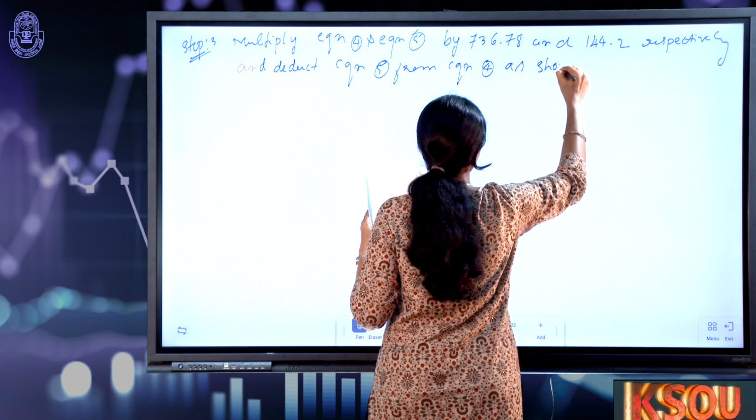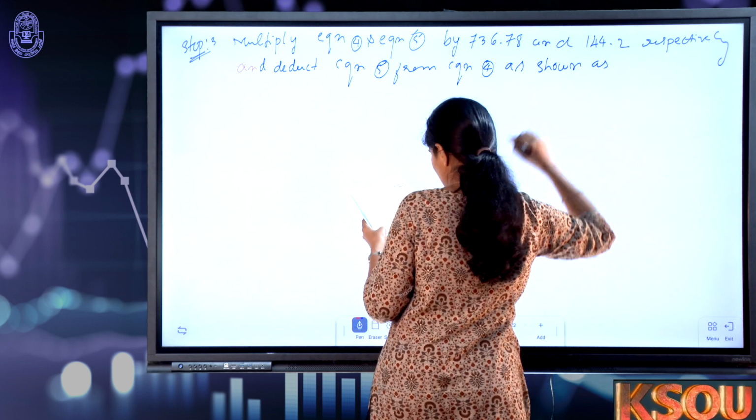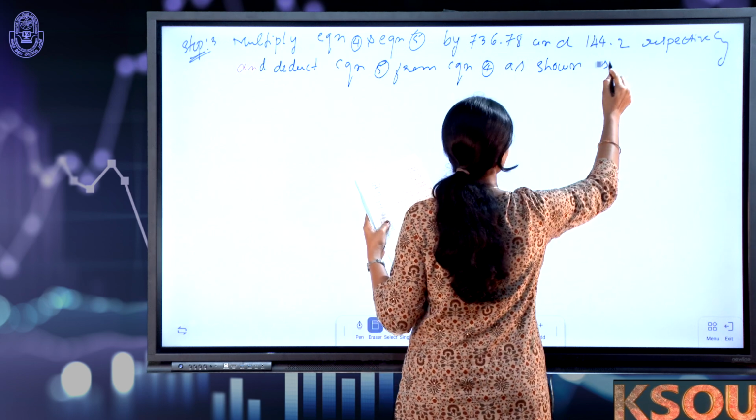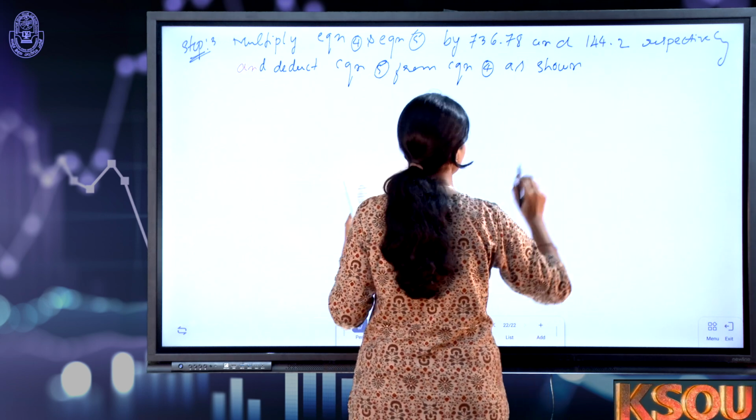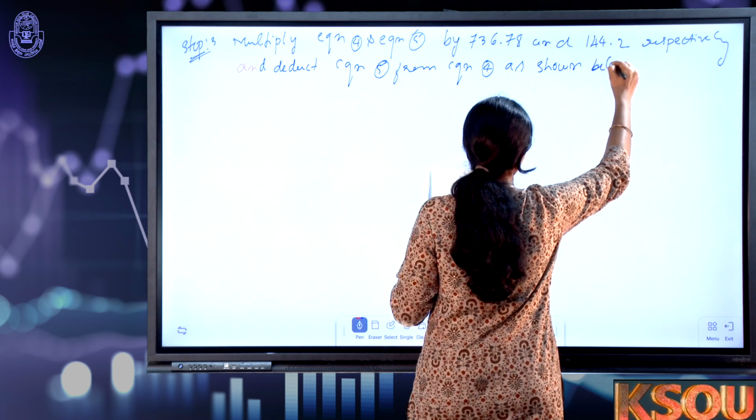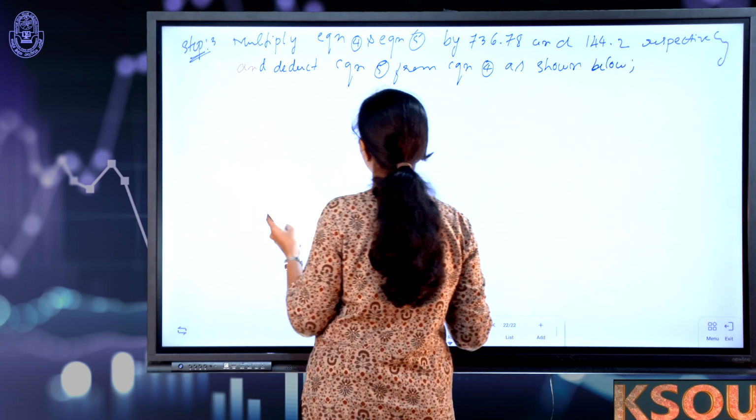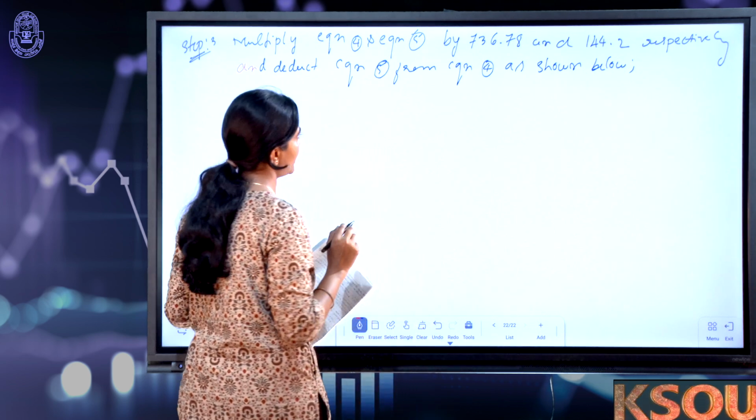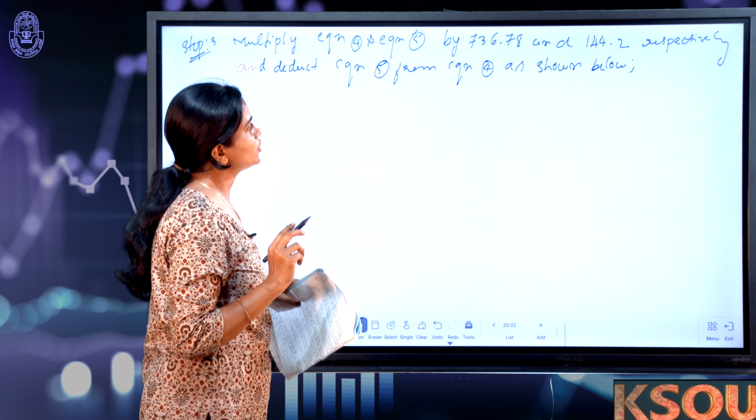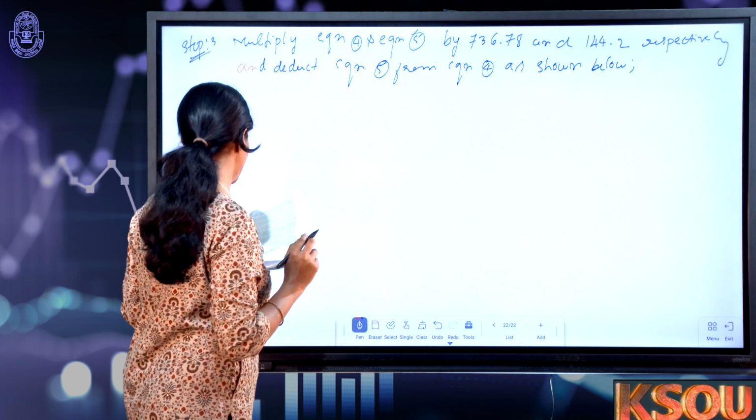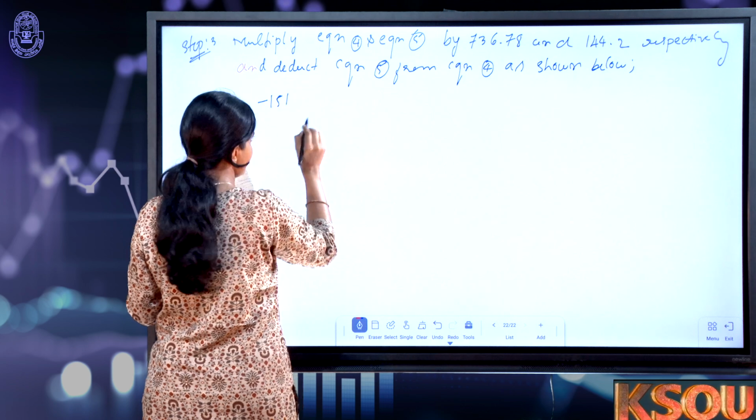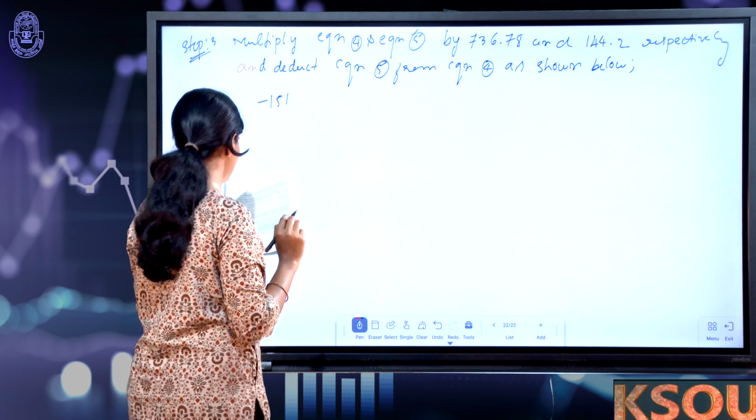As shown below. So here again you will have to cancel one constant by getting another constant here, value of another constant. Hence you will have to do like this: multiply equation 4 and 5 by 736.78 and 144.2 respectively. Okay. So here you are going to take this value, this equation, that is equation number 4 and 5 here.